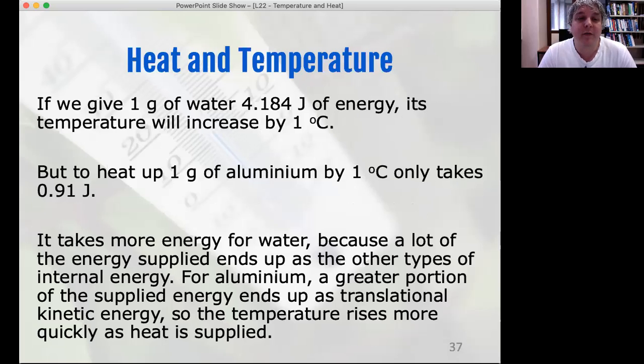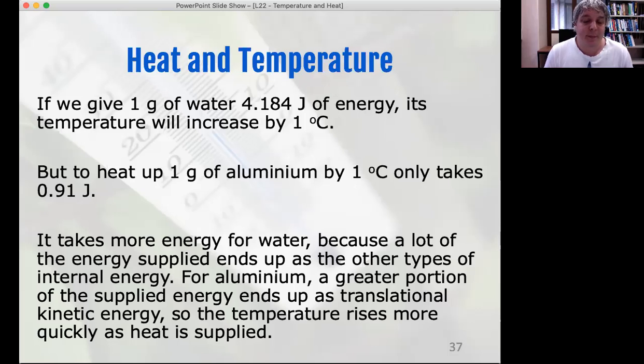But to heat up 1 gram of aluminium by 1 degree Celsius only takes 0.91 joules of energy. So you only need to give a gram of aluminium less than a quarter of the energy you would need to give a gram of water. And that's because the aluminium puts most of its energy into that translational kinetic energy, whereas water puts a lot of it into things like vibrations and rotations because they've got those H2O molecules. Whereas aluminium is just atoms in a big grid because it's a solid, so it puts most of it into just heating up, just getting more of that jiggling, more of that internal kinetic energy. It takes more energy for water because it puts more into those other types of energy.